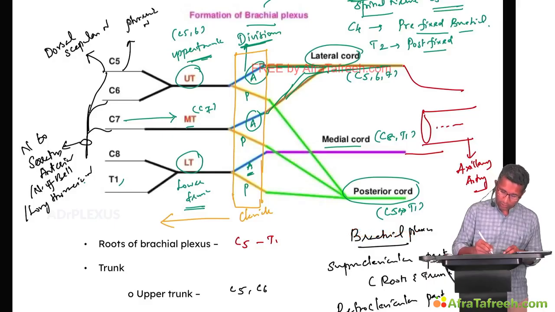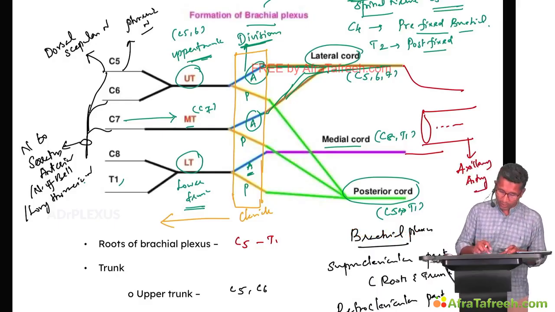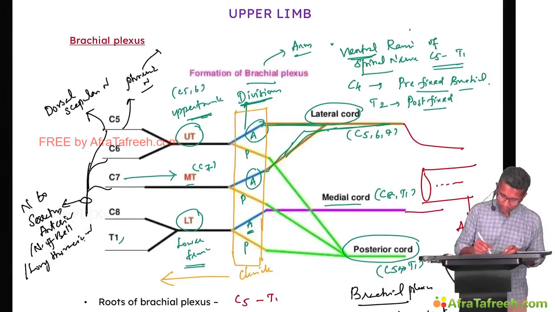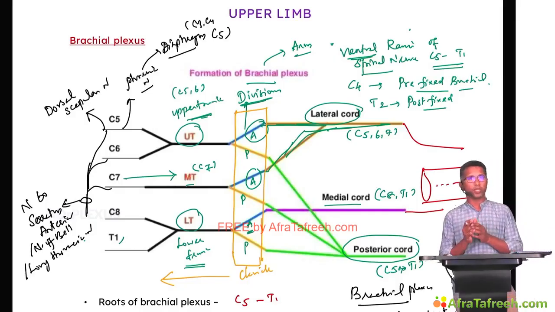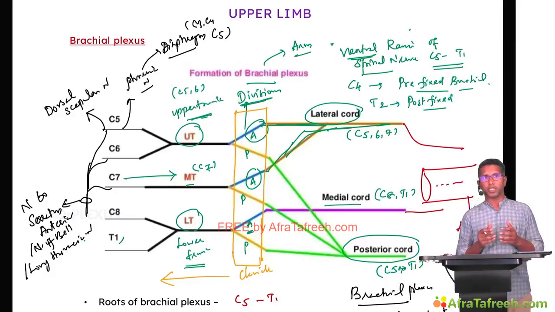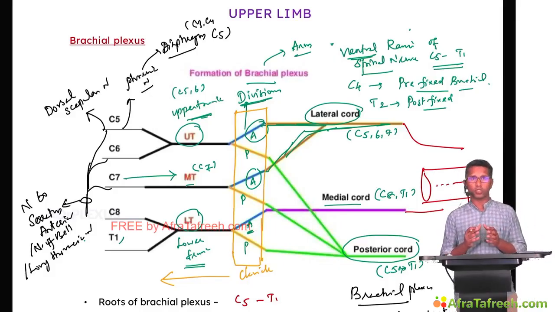Also from C5 you get a contribution to the nerve called the phrenic nerve, guys. What is the phrenic nerve? The phrenic nerve is the one which supplies the diaphragm. And what is the root value for the phrenic nerve? Anybody? Yes, the root value for the phrenic nerve is C3, C4 and C5. So of the phrenic nerve, the C5 root is contributed by the brachial plexus. So these are the important branches from the roots of the brachial plexus.